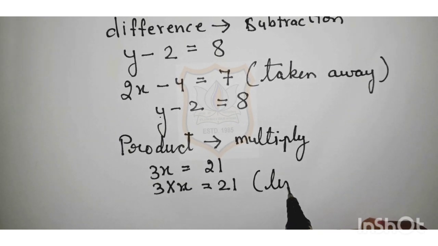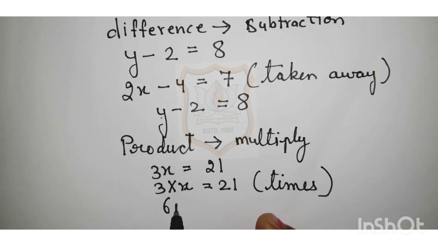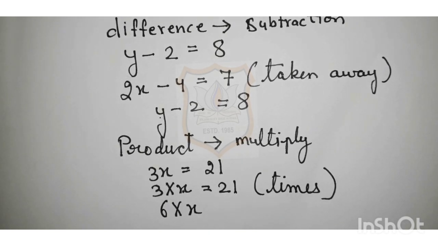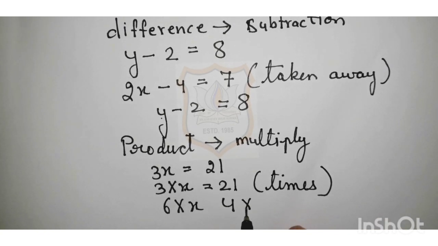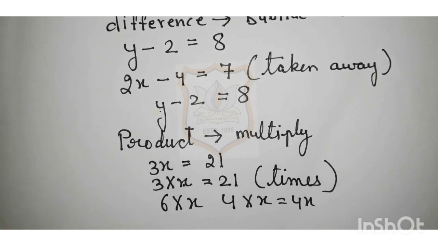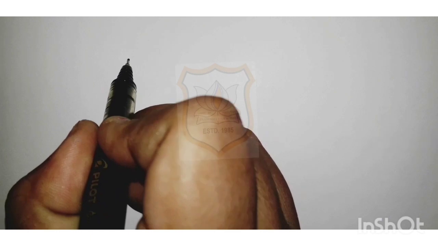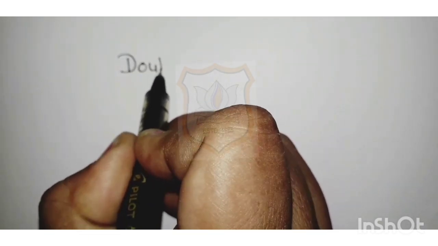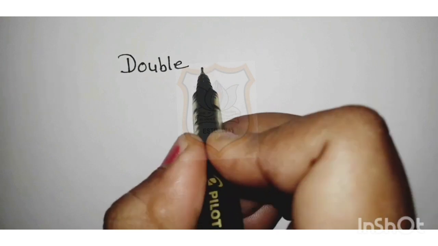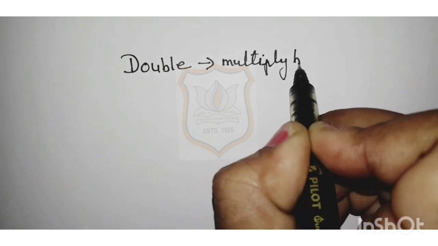Times also means multiply. Example, 6 times x means you have to multiply 6 into x. 4 times x means 4 is multiplied by x, that is 4x. 6 is multiplied by x, that is equal to 6x. So times means multiply. Hence, sometimes double is given, which means multiply by 2.